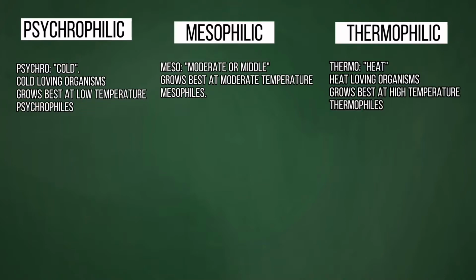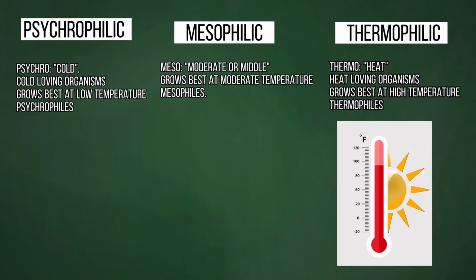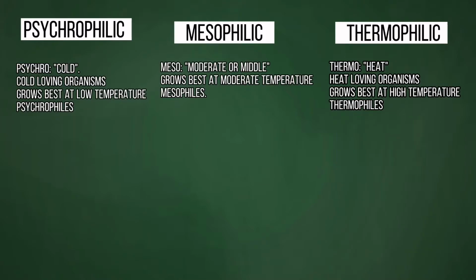Thermophilic, from the prefix thermo, which means heat. Thermophilic organisms are the heat-loving organisms. These are the organisms that grow best at high temperature. They are also termed thermophiles. So now in detail we will deal with it one by one.